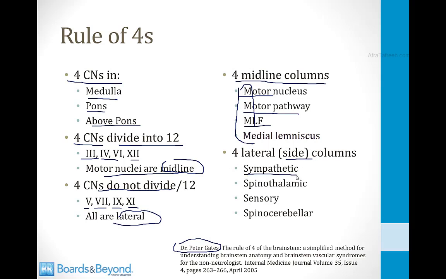So the sympathetic tracts are lateral columns. The spinothalamic tract is a lateral column. Sensory to the face, we'll talk about this in a minute, is a lateral column. And the spinocerebellar tract is a lateral column. And these all begin with S. So these are the rule of fours, and I'm going to explain to you how to use them in the next couple of slides.